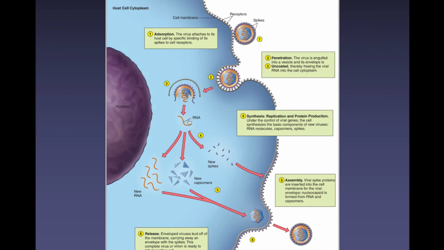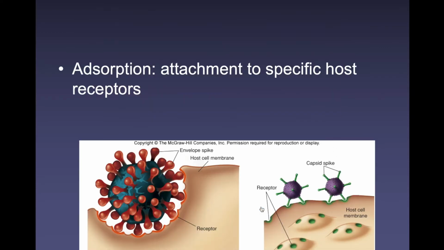We have uncoating to release the nucleic acid. This nucleic acid is then synthesized or replicated, and also proteins are synthesized through transcription and translation using host cell machinery. In any case, the result is more nucleic acid, more viral proteins, and then we have assembly and release. Again, this varies depending upon if this is a naked virus or an enveloped virus. So let's look at some of these in detail.